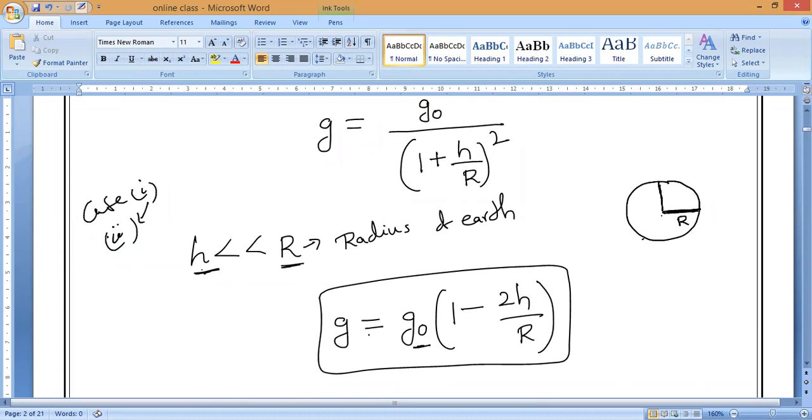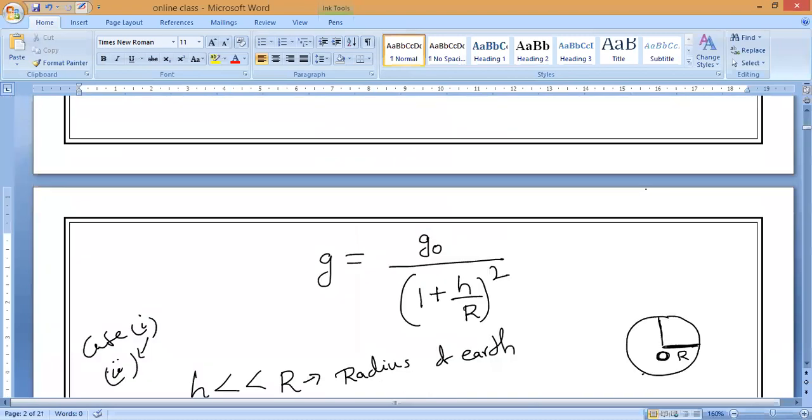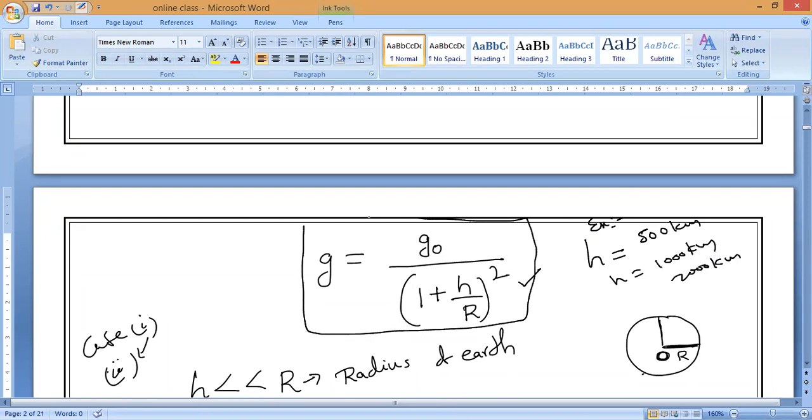Radius of the Earth. What is that? Radius of the Earth. Now, this formula we will use when H has a larger value, for example 500 kilometers, 1000 kilometers, 2000 kilometers. We will use this formula for calculating at high values. Are you clear?